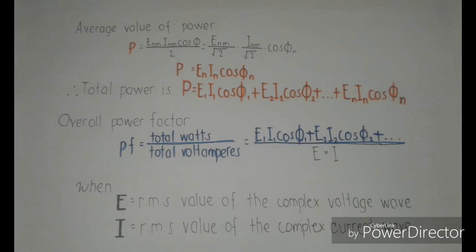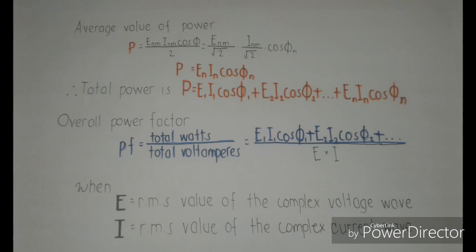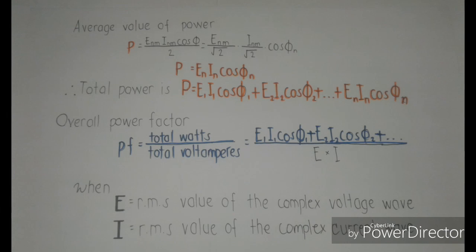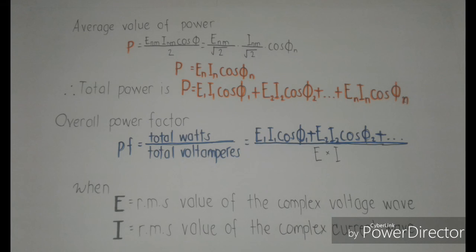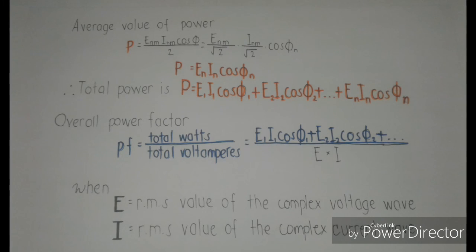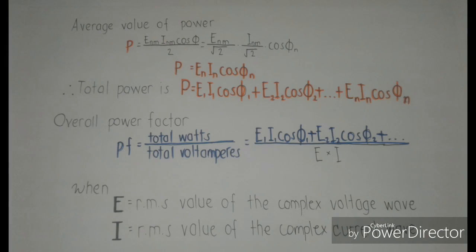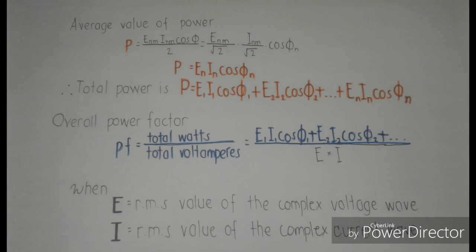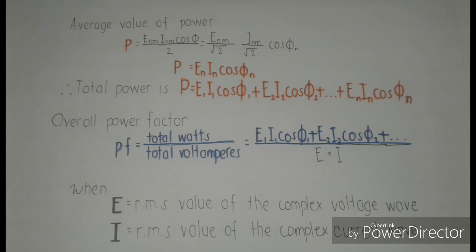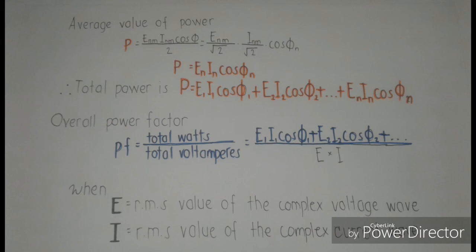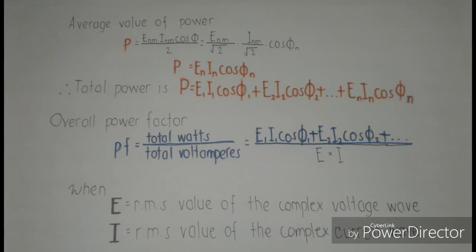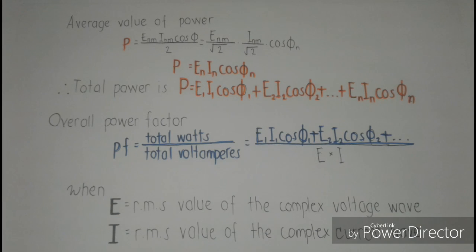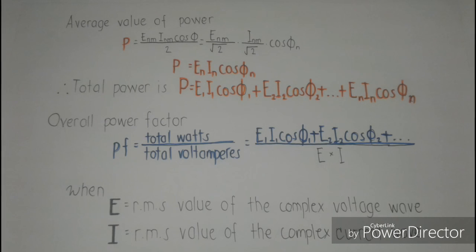So the average value of power equals voltage E sub Nm times current I sub Nm times cos theta over 2, or equal to voltage E sub n times current I sub n times cos theta sub n. Therefore, the total power is P equals voltage E sub 1 times current I sub 1 times cos theta sub 1 plus voltage E sub 2 times current I sub 2 times cos theta sub 2, and so on, where voltage E sub n and current I sub n are the RMS values of the voltage and current respectively.